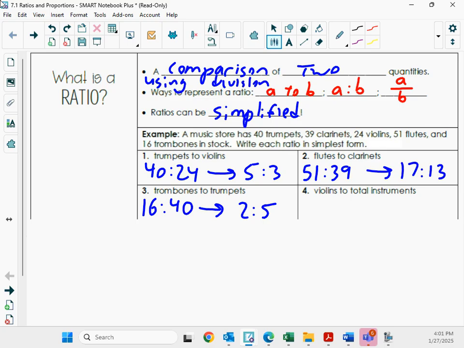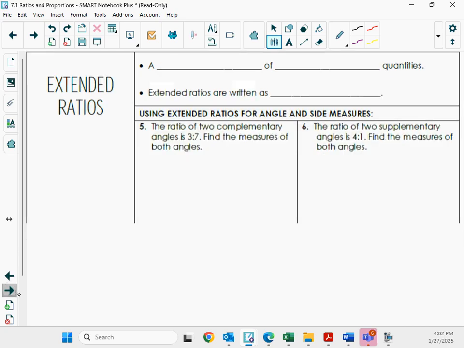And now violins to total instruments. I see 24 violins, and let me add this up. 40 plus 39 plus 24 plus 51 plus 16. There are 170 instruments here. That is going to simplify to 12 to 85 ratio. Again, the whole goal here is to get them in simplest form.